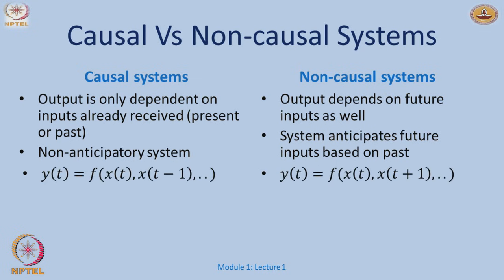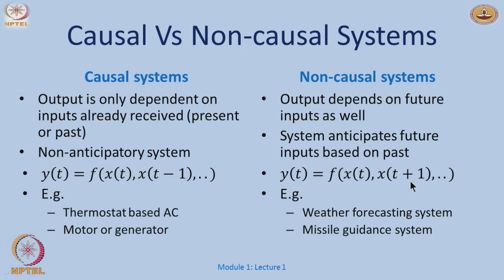For example, mathematically this would mean y of t will depend only on the inputs it received at t, at t minus 1 and, if at all, any inputs at t minus 2 and so on. Well, a non-causal system could also do the reverse. It could also see what could happen at t plus 1 and get its outputs based on that.